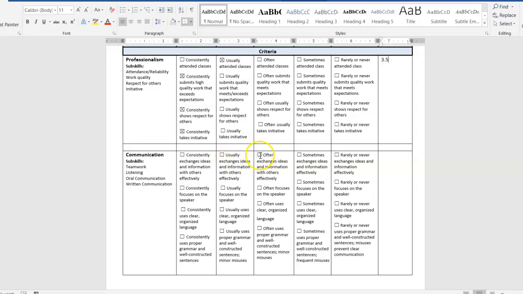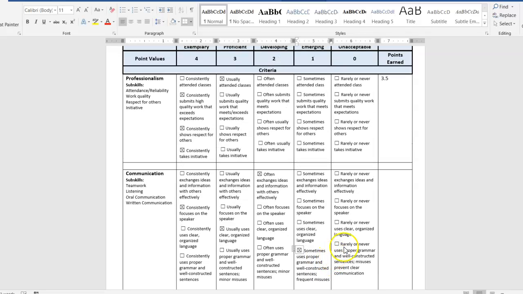Let's say I often exchanged ideas. I consistently focus on the speaker. I have good listening skills. I usually use clear, organized language, but maybe my grammar is not so great.